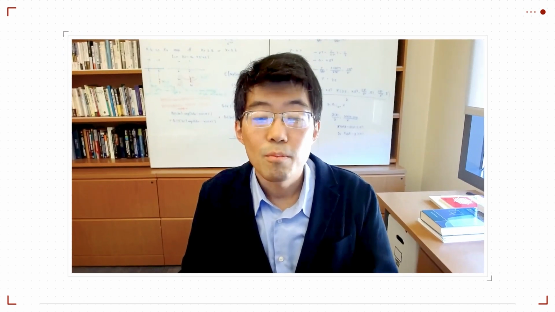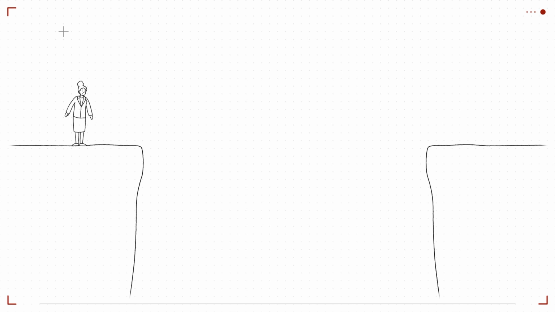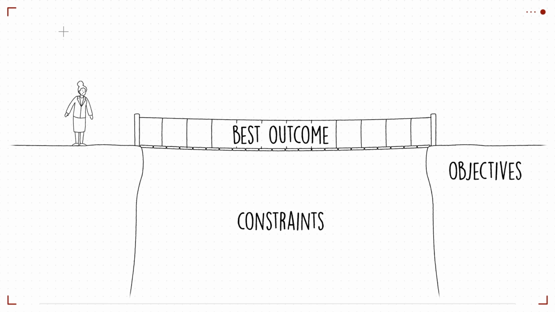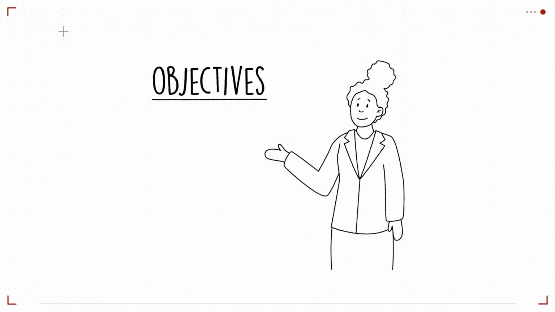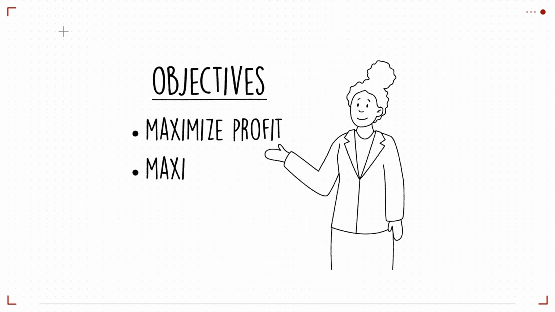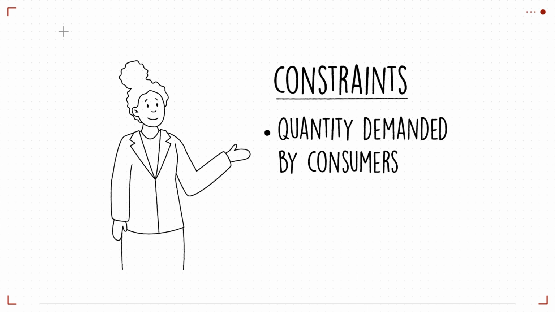In economics, we model economic entities as purposeful agents. Namely, participants of economic activities understand their objectives and constraints and try to achieve the best outcome subject to the constraints. For example, you are a CEO of a company and your objective can be maximizing the profit, maximizing the market share, and so on. And the constraint can be how much quantity is demanded by consumers given a particular price, how strong your rival is, and so on.